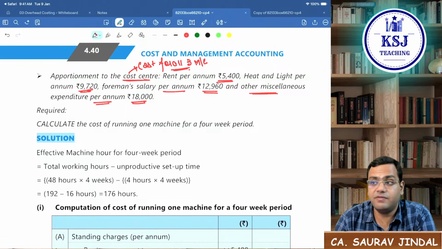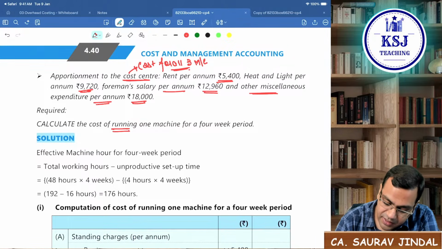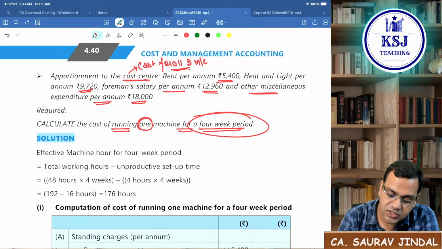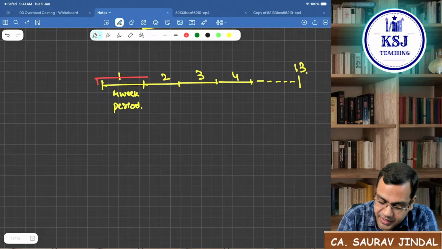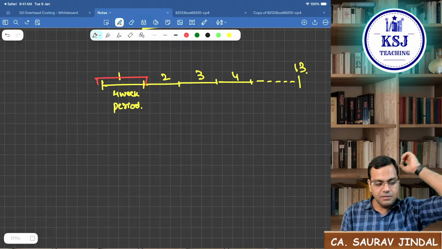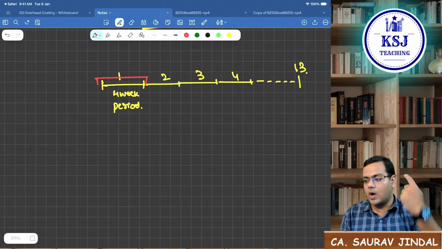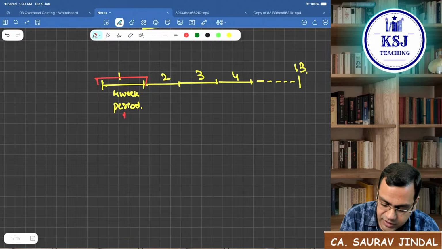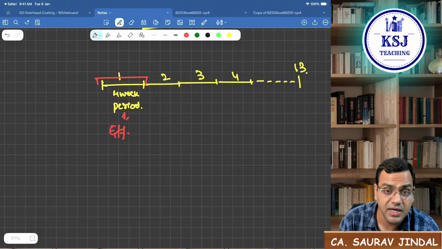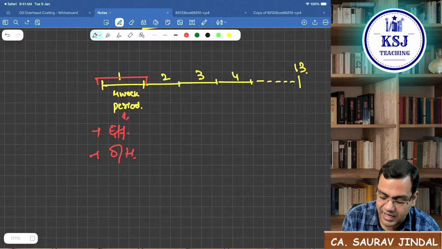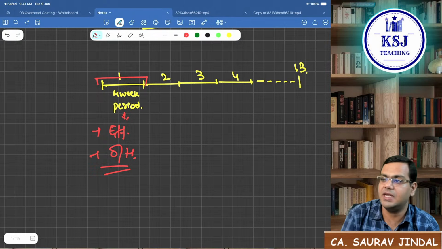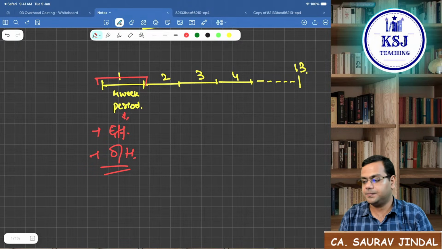Right? Now this is not for one machine. This is for the whole cost center, for the whole department, and in the department there are 3 machines. Calculate the cost of running one machine for a 4-week period. That means you have to do the calculation for this particular period, not for all the 13 periods. You have to just do it for one period. That means effective machine hours also you will calculate for this period. All the overheads also you will calculate for this 4-week period. 4 weeks you have to take.